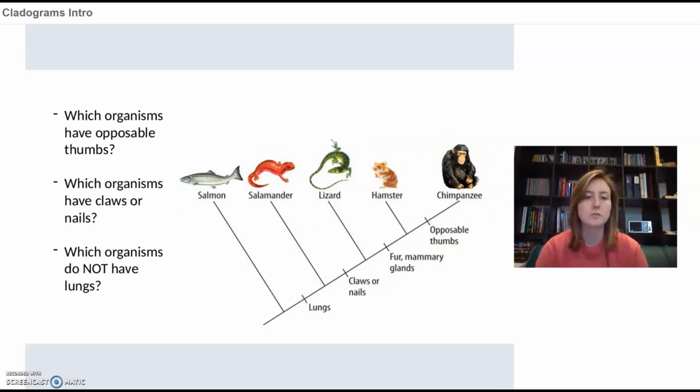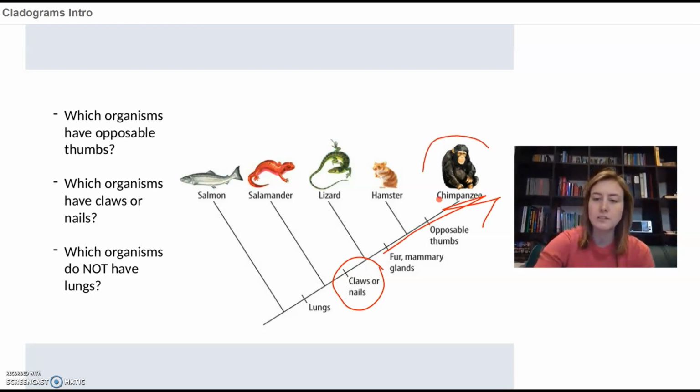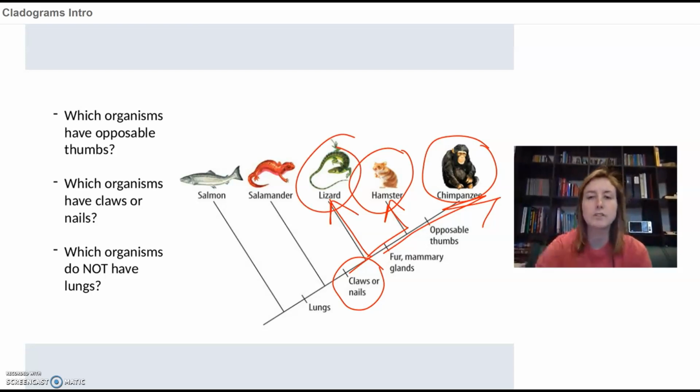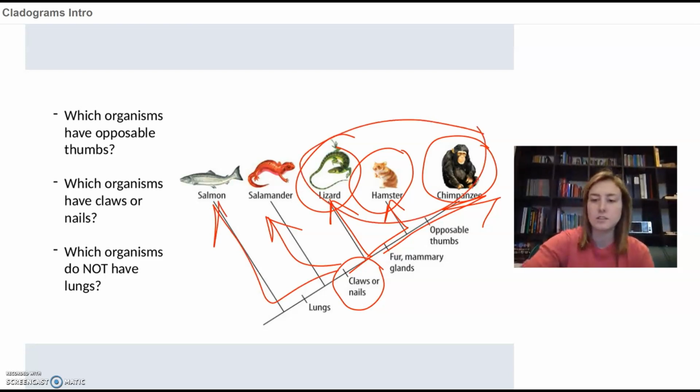The next question is which organisms have claws or nails? So we're going to look in our phylogenetic tree again and find that trait, claws or nails, right there. And then remember, we're going to see which organisms are above it in the tree. So I'm going to go ahead and draw an arrow upwards. And obviously the chimpanzee is above it. Also, the hamster is above it. And the lizard. So all three of those organisms have claws or nails. However, we know the salamander and the salmon do not have claws or nails because those two animals are below that trait, so we know that they can't have it. It would just be these three because they're above it.